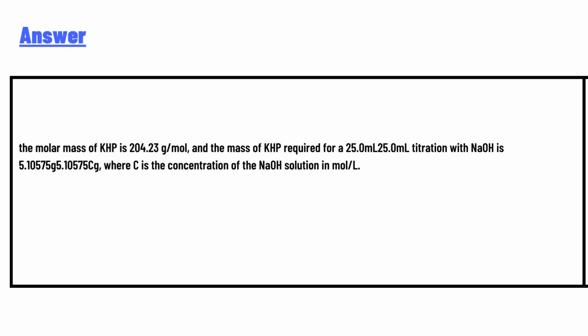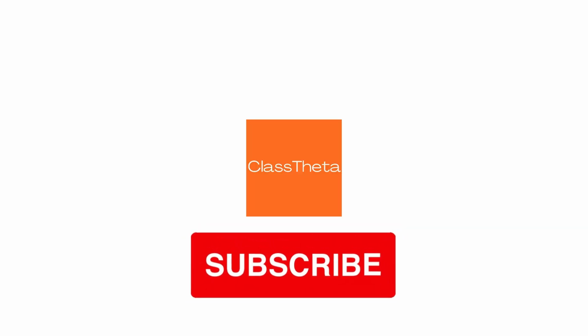The molar mass of KHP is 204.23 gram per mole, and the mass of KHP required for a 25 milliliter titration with NaOH is 5.10575 C gram, where C is the concentration of the NaOH solution in mole per liter. This is the correct answer of the question.